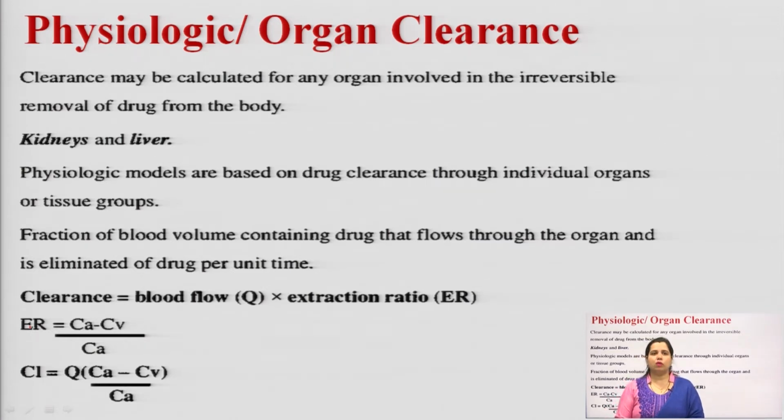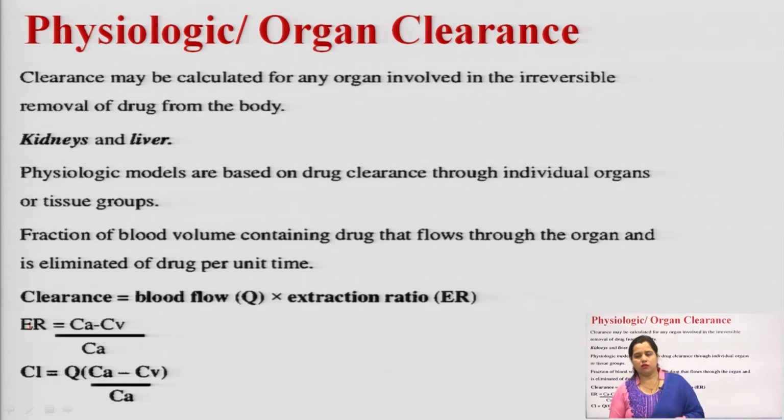Clearance will be calculated by this formula. Clearance is equal to blood flow Q times extraction ratio ER. ER is equal to Ca minus Cv divided by Ca. For extraction ratio, we assume that a drug entering a particular organ, if it is not eliminated in the exact proportion, means the organ has extracted some of the drug. So, ER is represented as Ca minus Cv divided by Ca, and Cl is equal to Q, the blood flow, times Ca minus Cv divided by Ca.